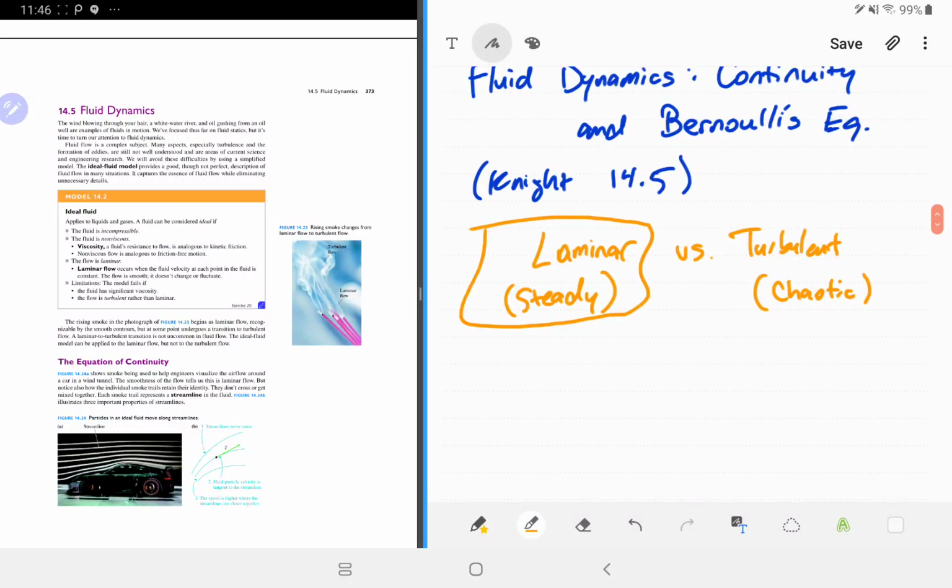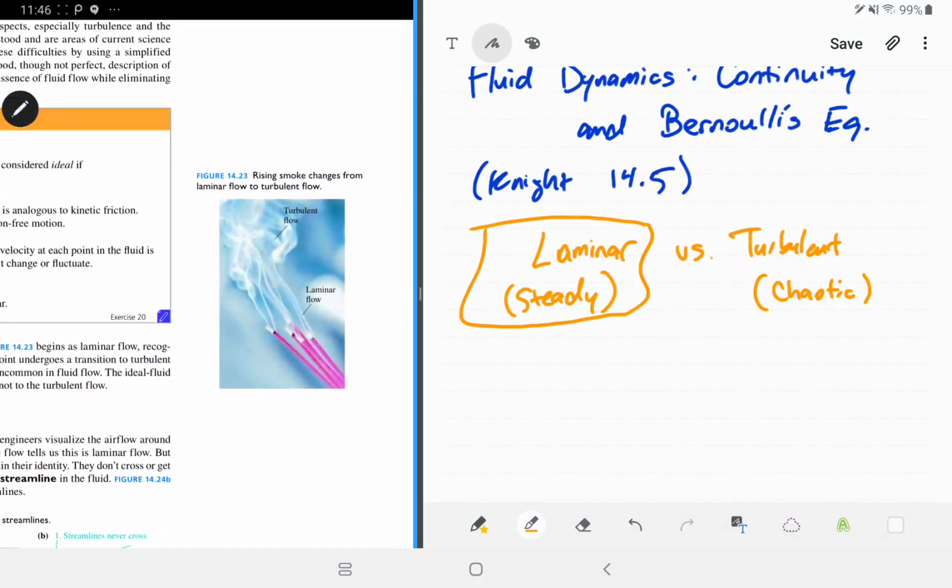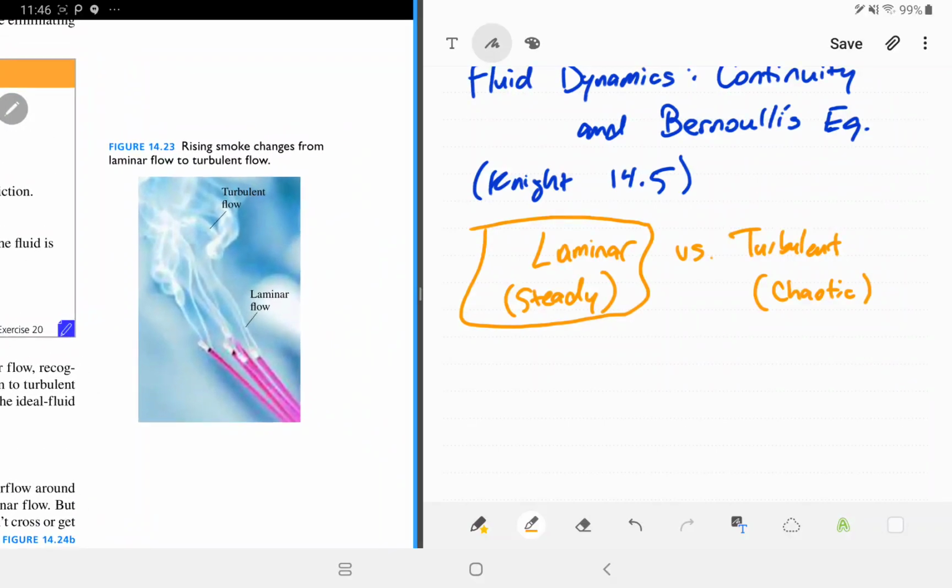The picture that they used to use in textbooks used to have cigarettes, but they've become more PC. So now this is incense, it looks like. Notice how the smoke, the fluid, is pretty steady when it's first coming off the incense, and then it becomes chaotic. It becomes unpredictable in its motion.